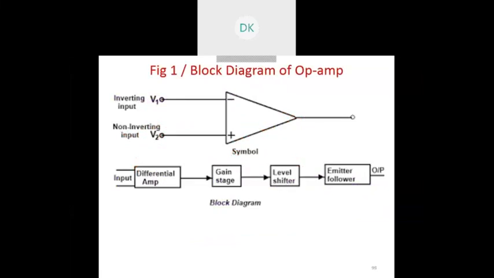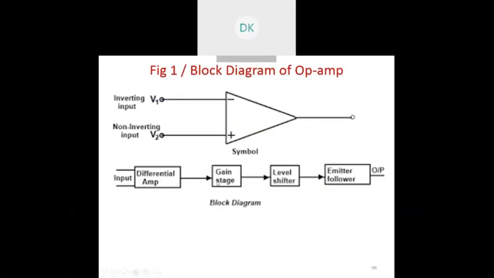See the block diagram of an op-amp. As I said earlier, the op-amp is a 3-terminal device: terminal 1, terminal 2, and terminal 3. The inverting terminal is the negative terminal, the non-inverting terminal is the positive terminal, and the output terminal is available. What are the components inside the block diagram of an op-amp? We have a differential amplifier, a gain stage, a level shifter, and an emitter follower.